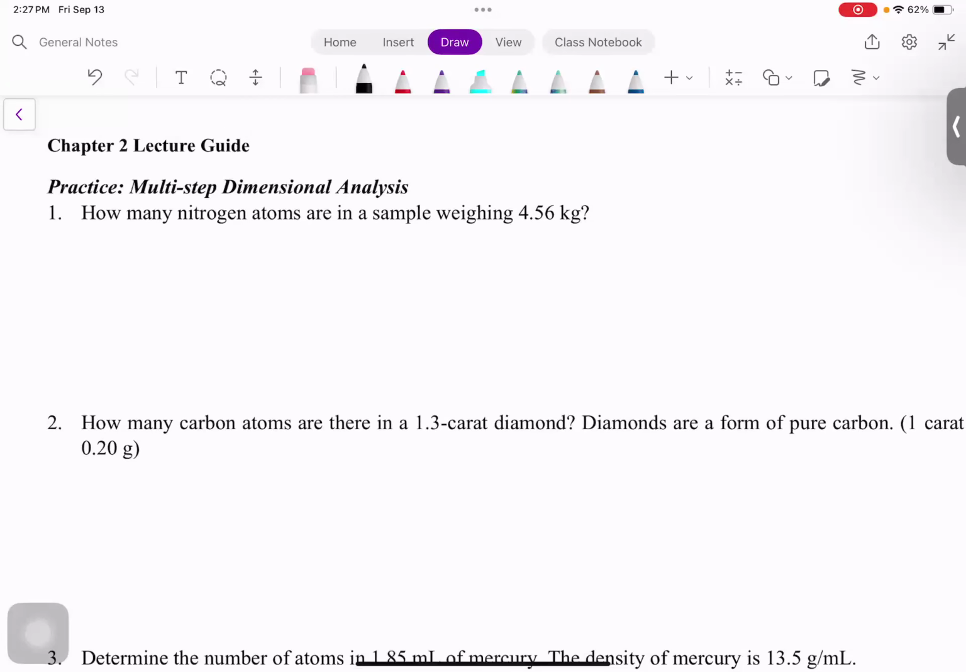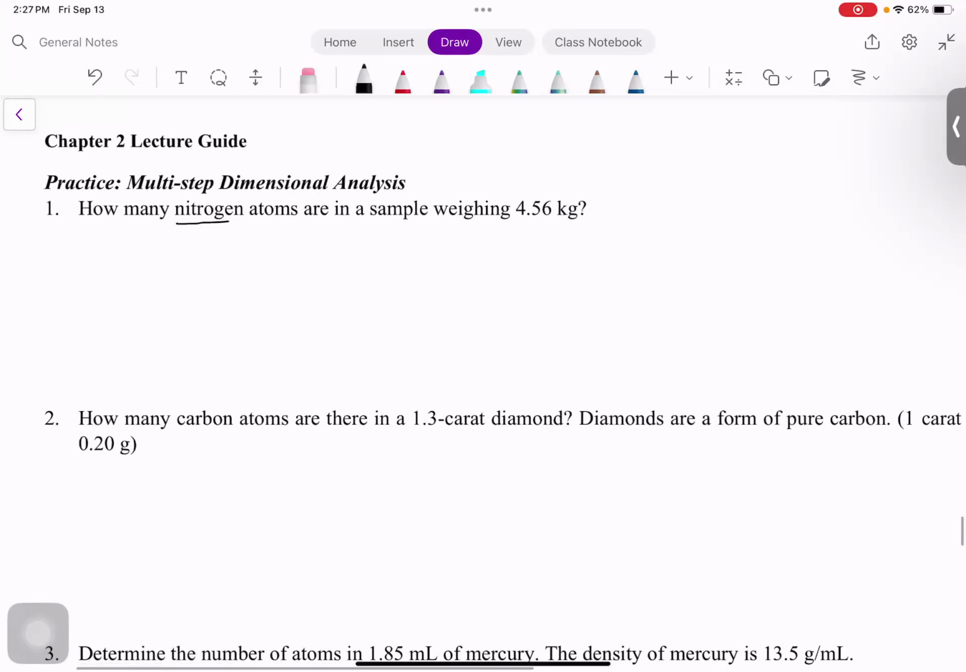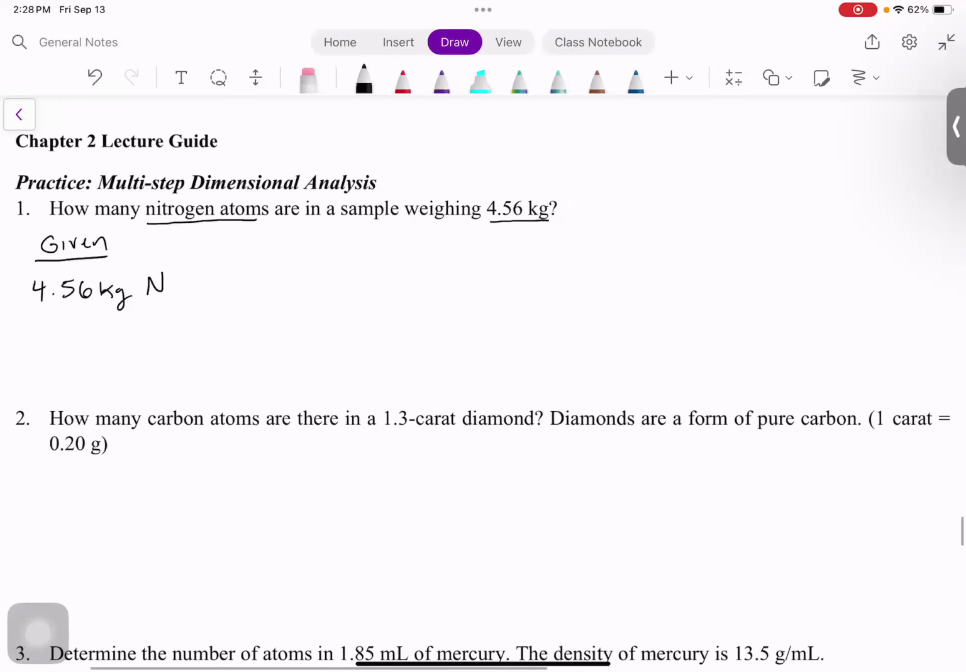And these ones are going to require you to do maybe several different steps, so involving our conversions from last chapter as well. So here, we want to know how many nitrogen atoms are in a sample that weighs 4.56 kilograms. All right, so our given quantity is our 4.56 kilograms of nitrogen, which has the elemental symbol N. And we want to convert that to atoms. So eventually we need this to be atoms of nitrogen.